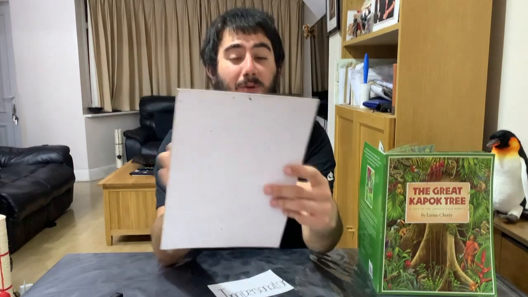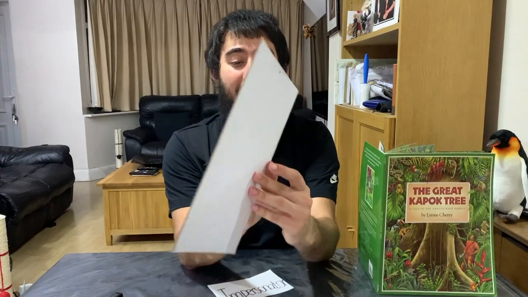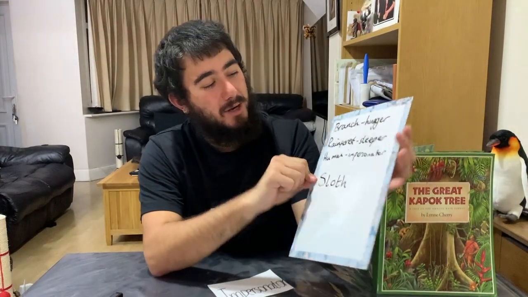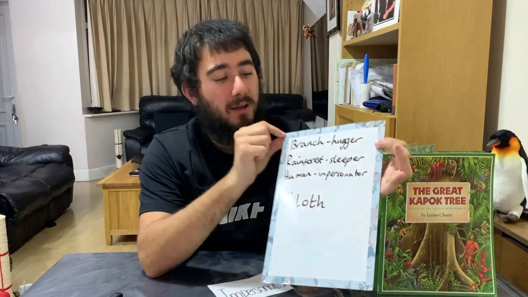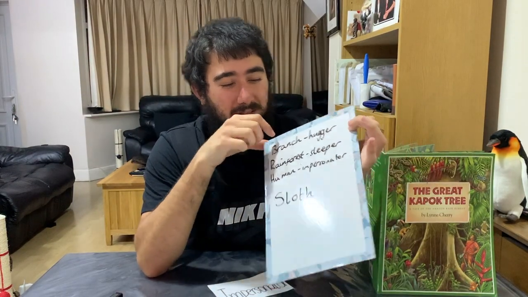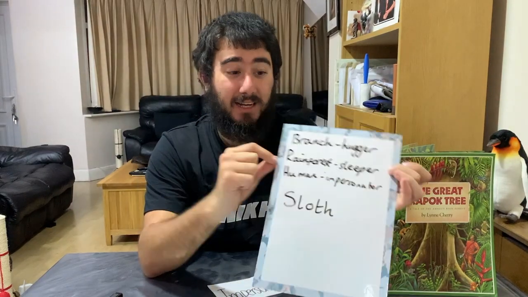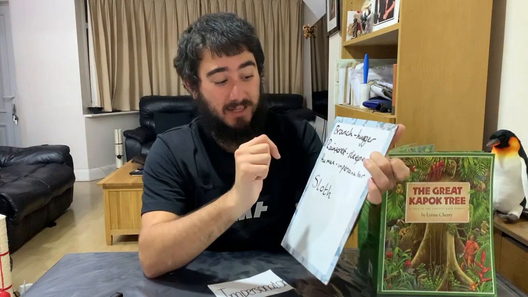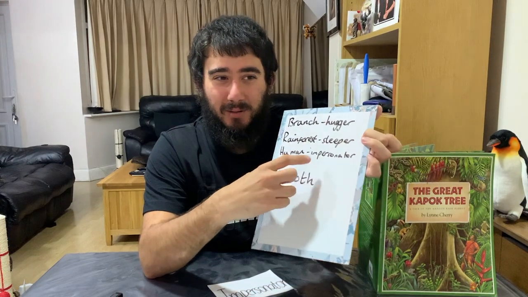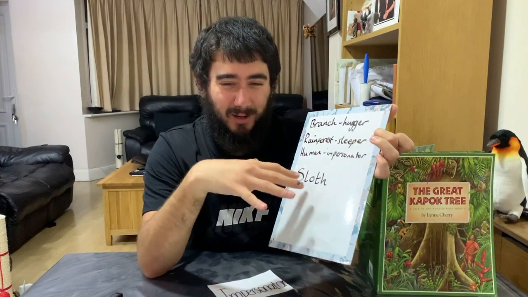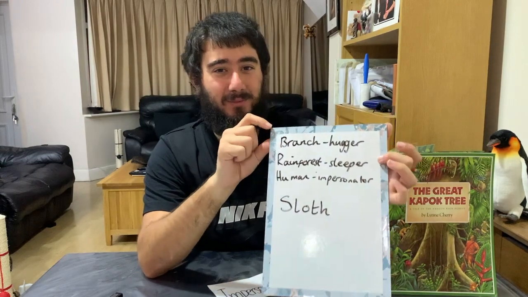Okay, and my animal that I was describing was a sloth. Okay, and I chose these words because I feel like when they're in the tree, they're sort of hugging the branches. And I think they do a lot of sleeping and they live in the rainforest. So it's rainforest sleeper. And I put human impersonator because I feel like sometimes humans look a bit like sloths when they're sleeping as well sometimes.